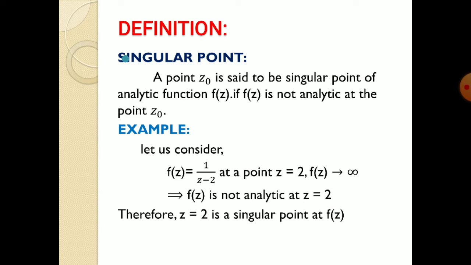Here we have one example. Consider the function f of z equal to 1 by z minus 2. When you take the value z equal to 2 for the given function f of z, it gives infinity, which implies the function f of z is not analytic at z equal to 2. Therefore, z equal to 2 is a singular point of the given function f of z.